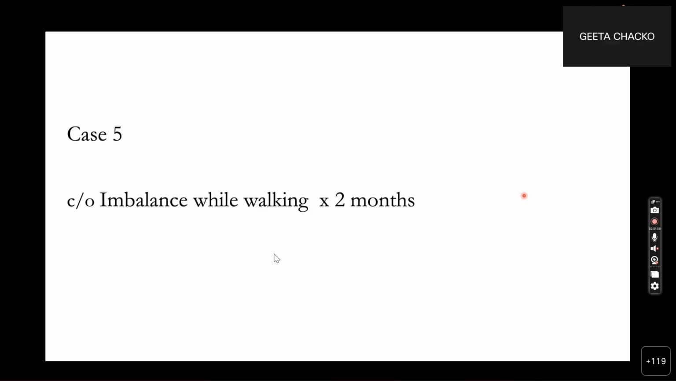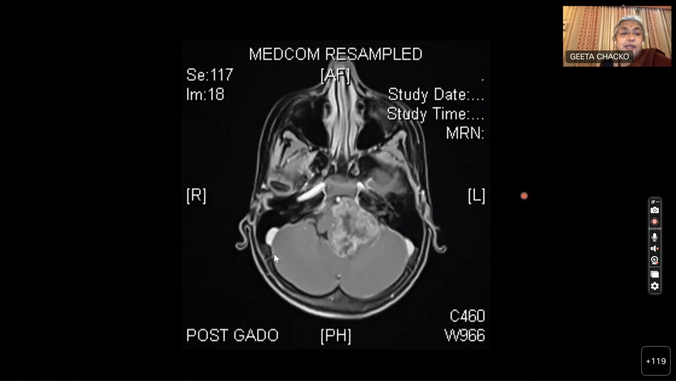Case number 5. The patient shows complaints of imbalance while walking for the last 2 months. I'm sorry, I think I missed giving you the age. It was a child. I think I mentioned it in one of my earlier versions, but it seems to have got cut.